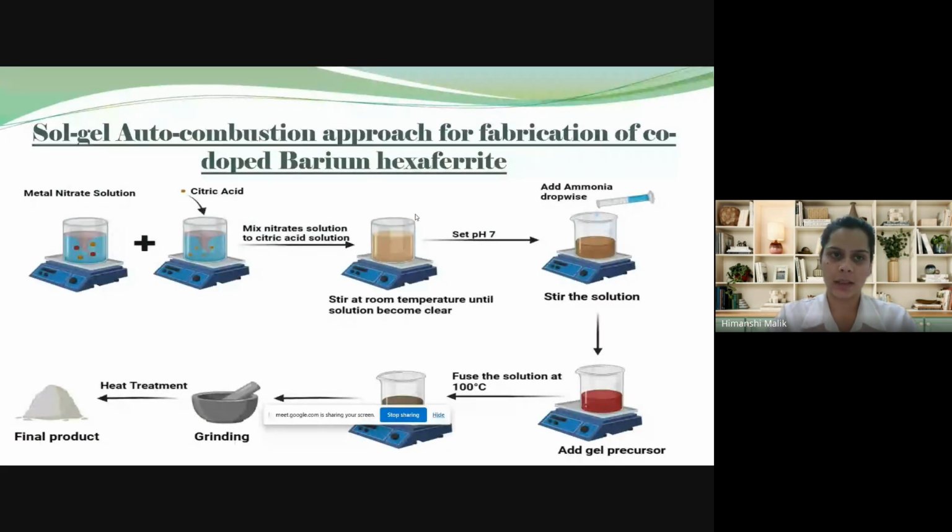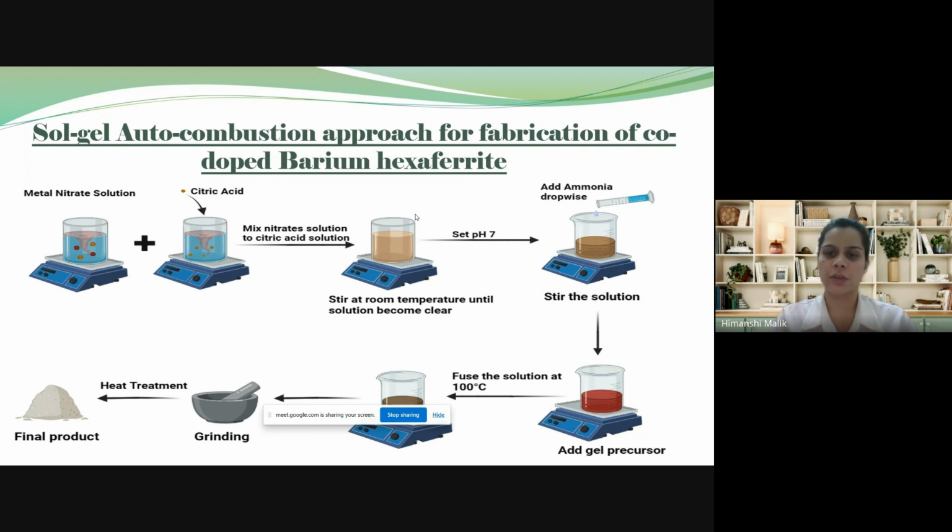For the fabrication of the catalyst, I use the sol-gel auto-combustion approach. In this approach, we first take distilled water and add the metal nitrates in the first beaker, and on the other side, we take a beaker and add the citric acid. When both solutions get clear, we add the metal nitrate solution into the citric acid solution and stir at room temperature for 30 minutes. After that, we add ammonia to maintain pH 7 and make it a neutral solution and stir at room temperature for 30 minutes. After these 30 minutes, we add ethylene glycol as a gel precursor to form a gel.